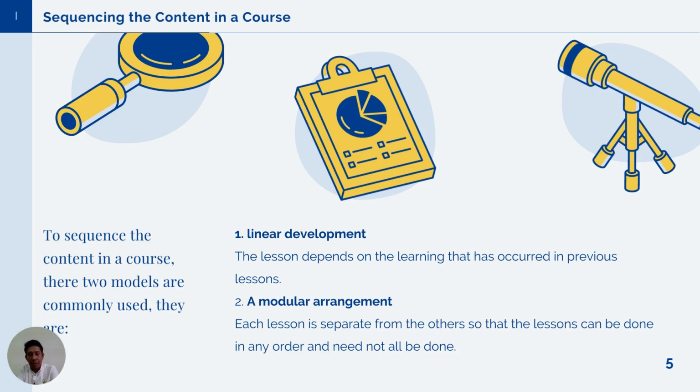Linear development means the lesson depends on the learning that has occurred in previous lessons. So the course should be linear with the previous one. The previous one should be linear with the next one, and so on. And in modular arrangement, each lesson is separate from the others. So the lessons can be done in any order and need not all be done.